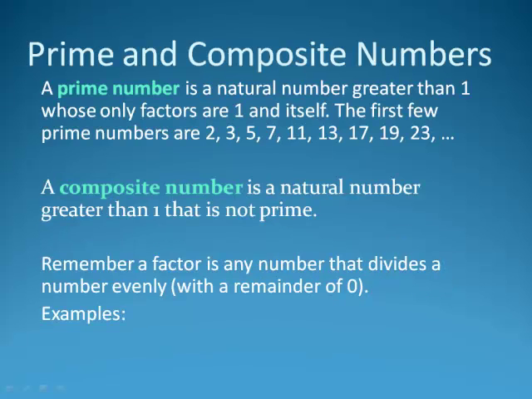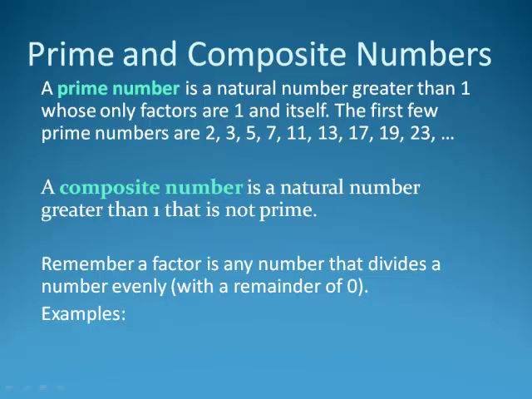Prime and composite numbers. A prime number is a natural number greater than 1 whose only factors are 1 and itself. The first few prime numbers are 2, 3, 5, 7, 11, and so on. And the way you recognize prime numbers is you cannot divide a prime number by anything evenly other than itself or 1. In other words, the only way you could break down 3 would be 1 times 3. You can't divide a 2 out of it. You can't divide any other whole number out of it and get another whole number.